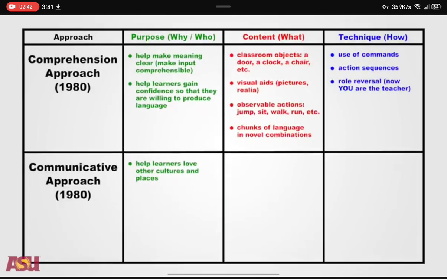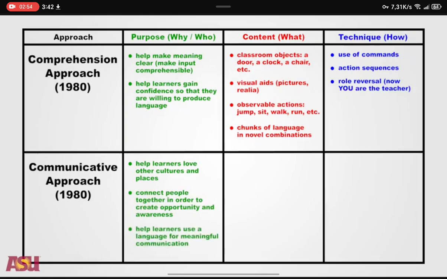In the communicative approach, there is a focus on speaking right from the very beginning, because the purpose of the communicative approach is to help learners communicate in that target language. Teachers want their learners to love people, cultures, and places by connecting with them through language and the use of language for meaningful communication. They teach by using books with high interest themes that have been leveled appropriate for their students.